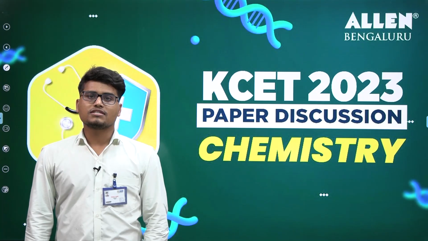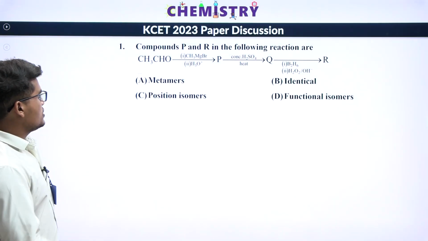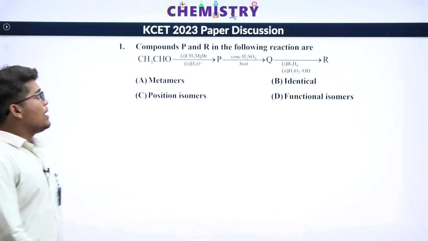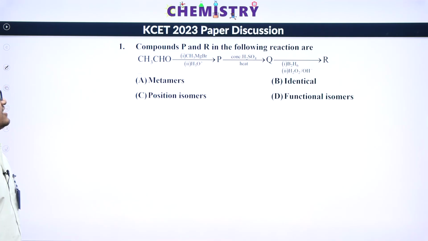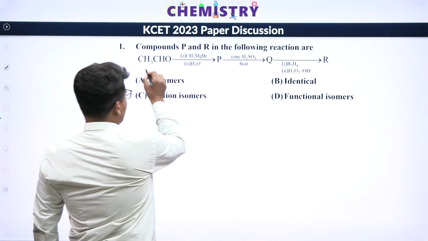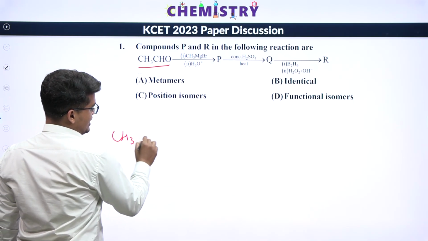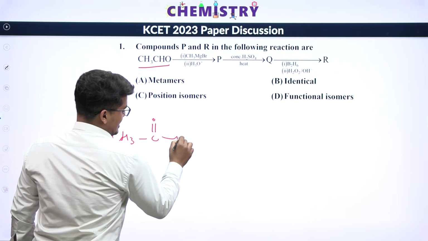Today we are going to discuss the chemistry KCET paper, that is 2023. So let's start. The first question you can see here: compounds P and R in the following reaction are. They have just given an aldehyde, and we know this aldehyde is acetaldehyde.